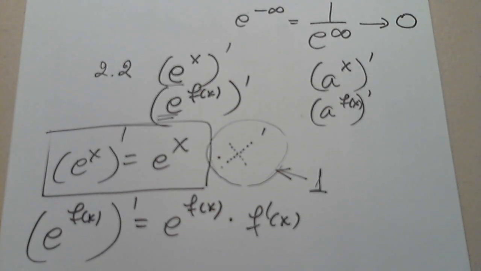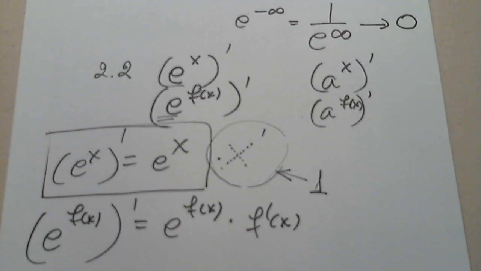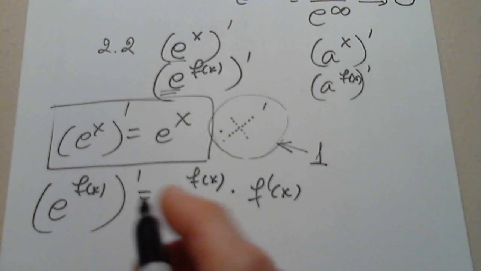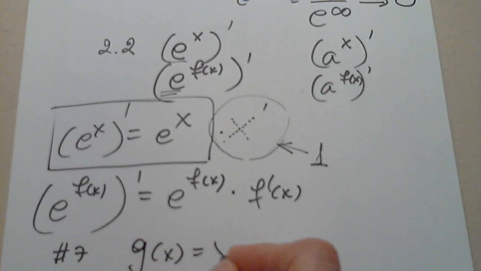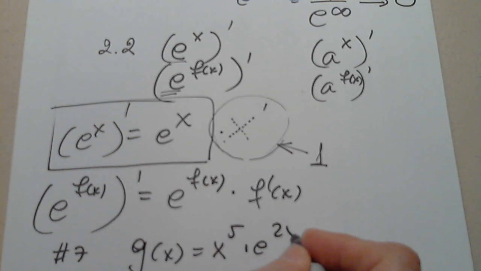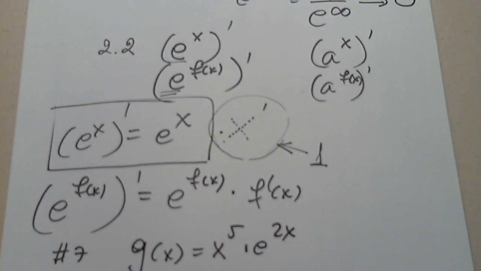Okay, so let's practice now. Choose any problem you want from, first, let's look at 1 through 24. If you don't choose, I will. Can we do 7? Good. Let's start with 7. In 7, we have g of x equals x to the 5th times e to 2x. Very good pick.